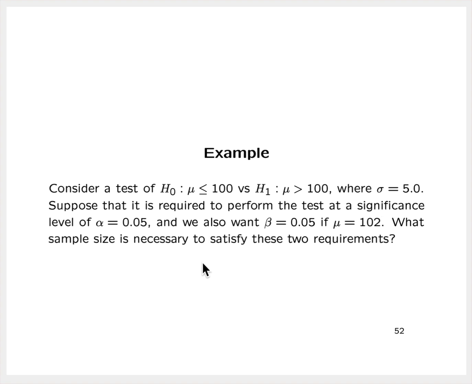We're designing a study in such a way that if mu is equal to 102, not only are we performing the test at a significance level of 0.05, but beta will only be 0.05 as well. So there will only be a 5% chance of committing a type 2 error as well. So again, what sample size is necessary to satisfy these two requirements?